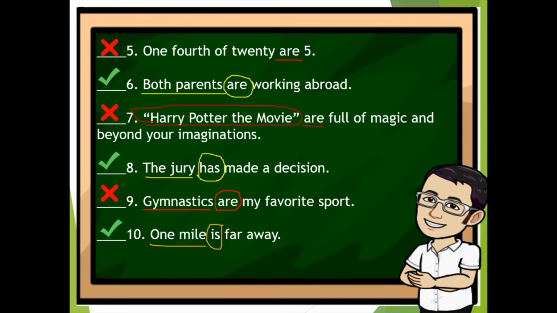1 mile tells about distance. So according to the rule of subject-verb agreement, when the subject tells about time, money, weight, and distance, then it must take a singular verb. So in this sentence, the subject is about distance. It tells about distance, so it must take a singular verb, even if the form is plural.